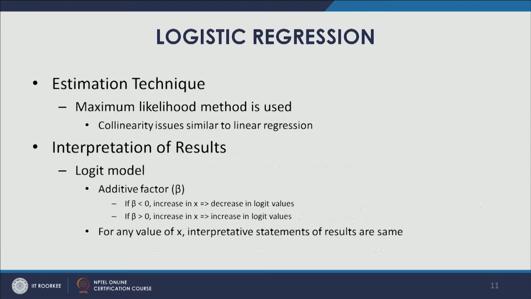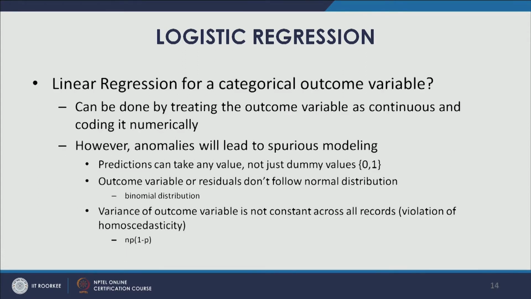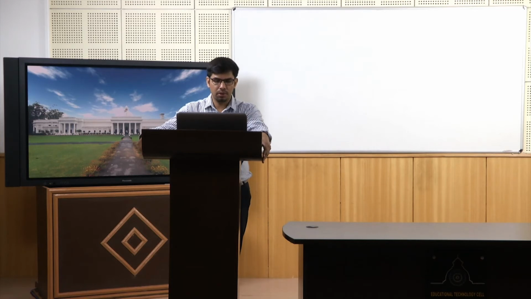Now let's move forward to our next discussion point in logistic regression. That is this particular point: whether linear regression can be used for a categorical outcome variable. There are some situations where linear regression can be used for a categorical outcome variable, which we will discuss later. However, right now we are discussing some of the more important points with respect to the overall general applicability of linear regression for a categorical outcome variable.